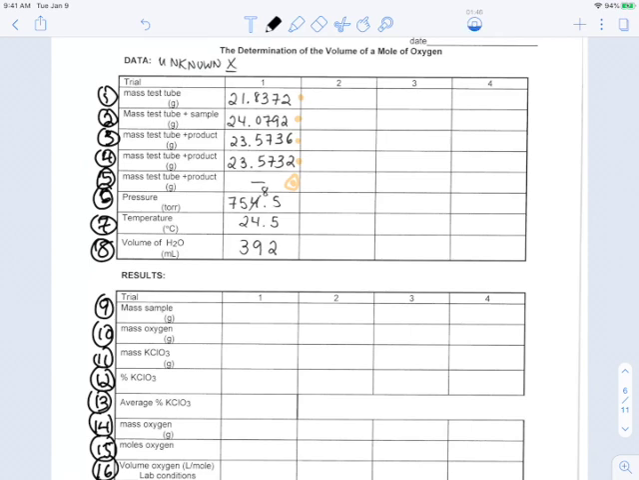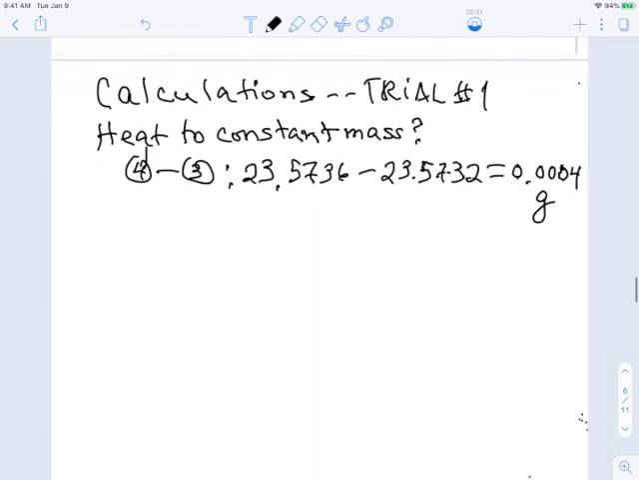Okay, so the first thing I want to find out is what was the mass of my sample. That would be essentially the difference between the full test tube and the empty test tube, which is items 2 and 1. So I'm going to come back here to my calculations page, and this is going to be item number 9. And this will be the mass of my sample.